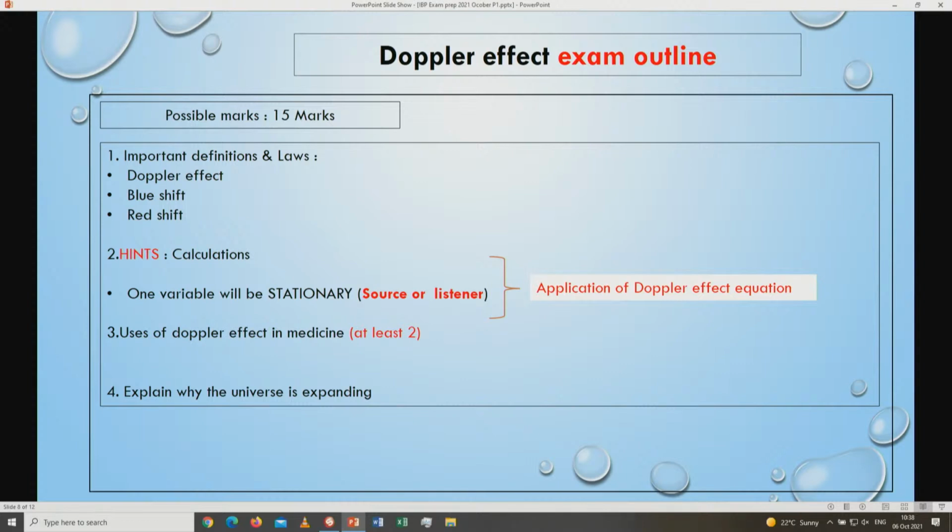If we are able to say something about the uses of Doppler in medicine, at least 2, you should be able to say that they are using it for sonar, ultrasound, those kinds of things. So it will be important for us to be able to give at least 2 uses of the Doppler effect in medicine. Because if you are unable to do that, then it says everything will be somehow not correct, and then we'll start losing marks instead of gaining marks.